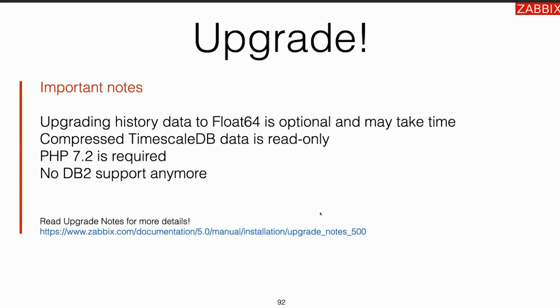First is that upgrading history data to float 64 is optional. I already told you about this, and it may take time. It's just a manual process. Compressed TimescaleDB data is read-only, so be careful. Once it's compressed, you cannot modify it, or insert some older values into the TimescaleDB database. And no support of DB2 anymore, and please read the upgrade notes carefully for more details.